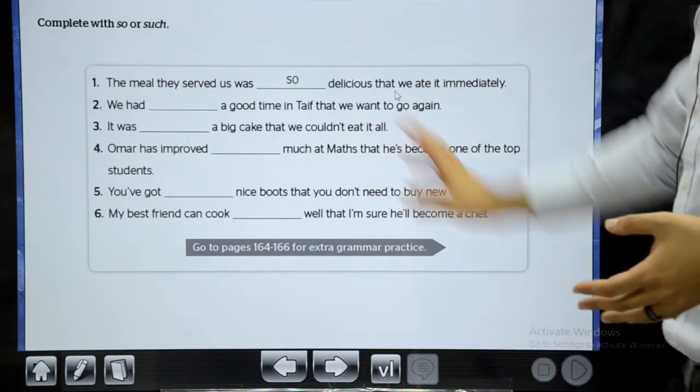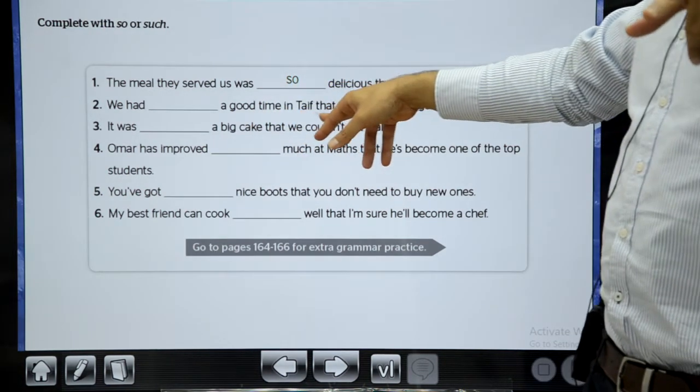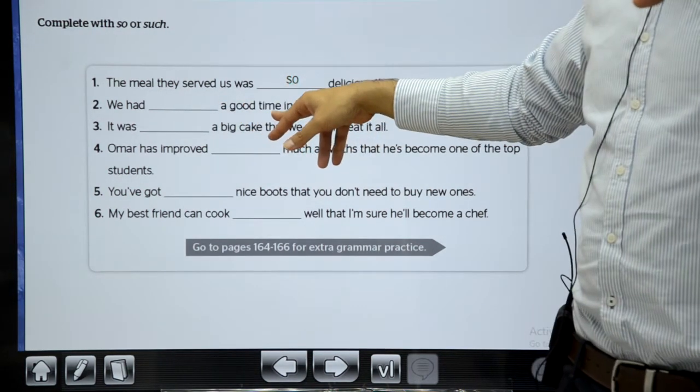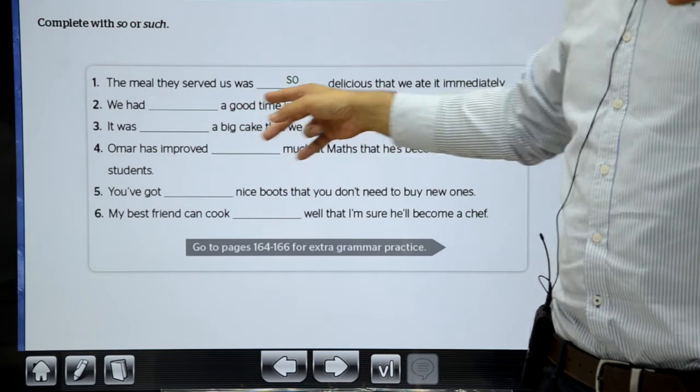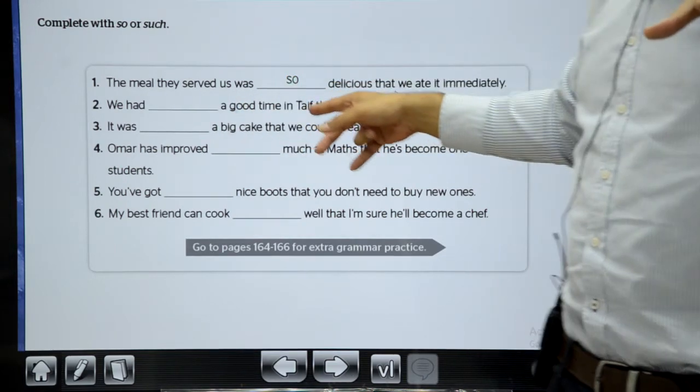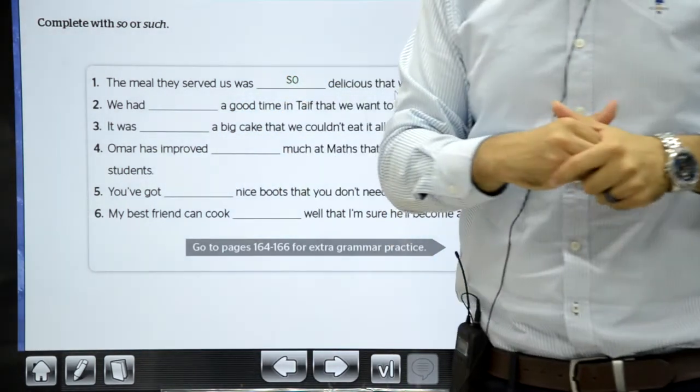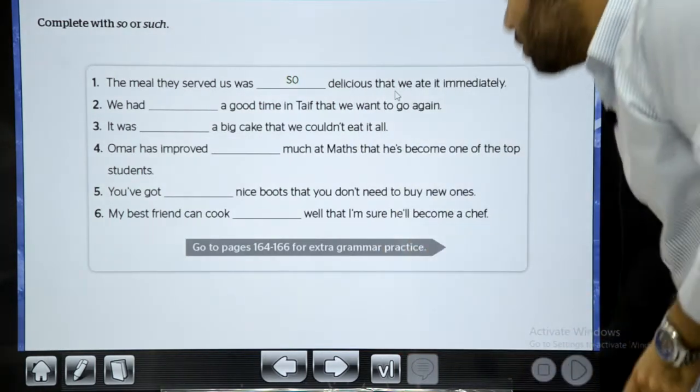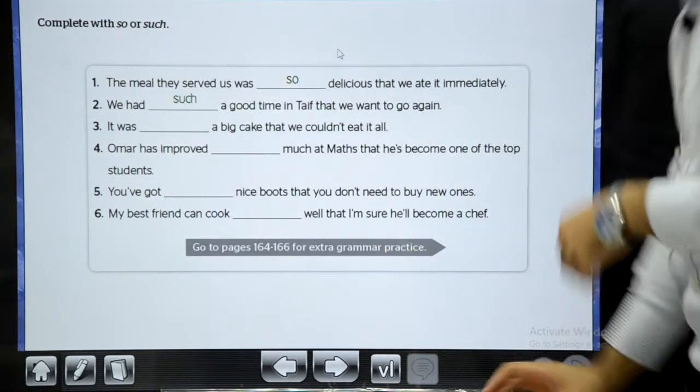Next, we had a good time in Taif that. Good time. Good is an adjective. Time is a noun. A good time. What do you think? You have a noun here. So or such? Such. I can hear you. Yes, you're right. Such a good time.